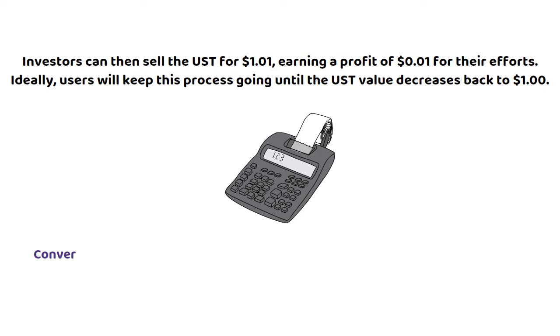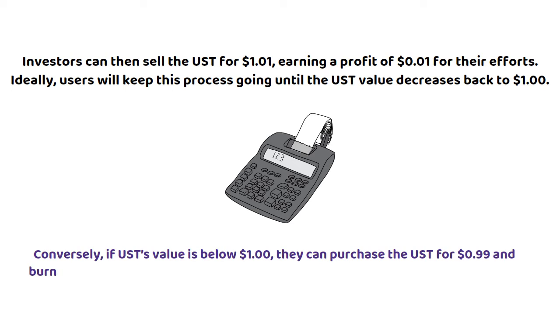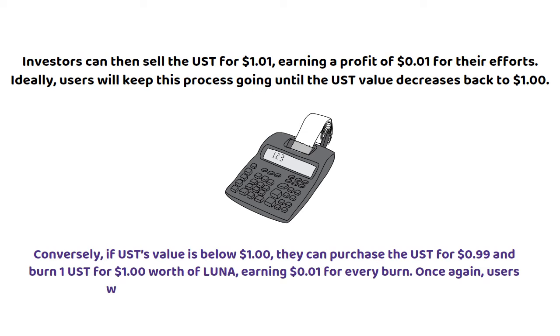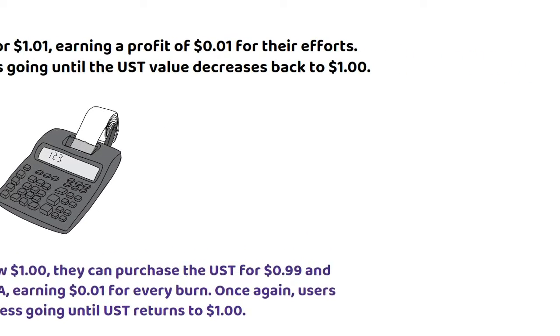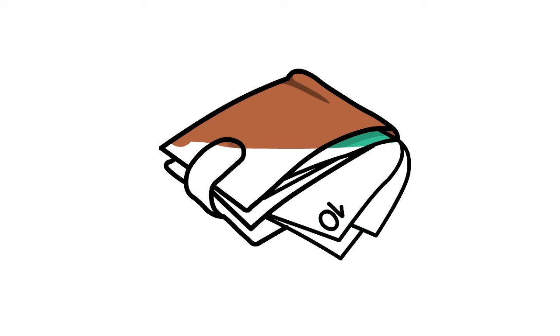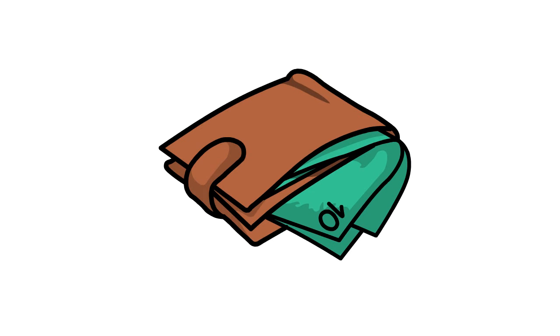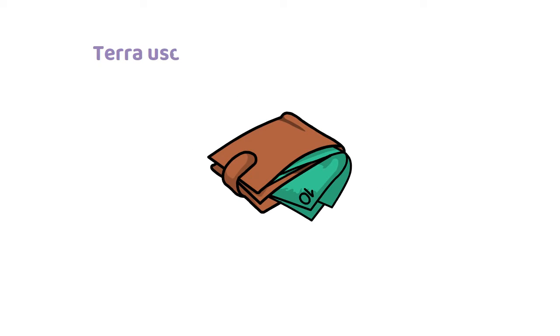Conversely, if UST's value is below $1, they can purchase the UST for $0.99 and burn 1 UST for $1 worth of Luna, earning $0.01 for every burn. Once again, users would keep this process going until UST returns to $1. Terra users can access this market swap feature via the official Terra Station wallet. The price information is pulled from off-chain oracles, so users always know the target stablecoin price.